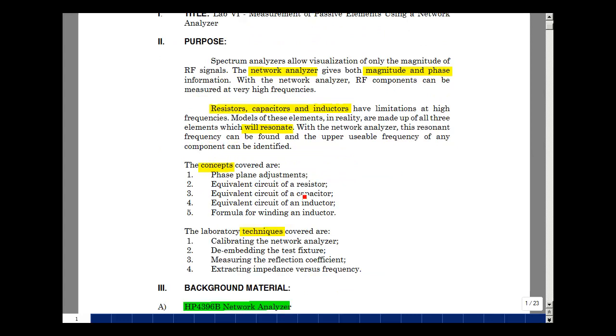The concepts covered in this lab are phase plane adjustments, equivalent circuit of a resistor, equivalent circuit of a capacitor, equivalent circuit of an inductor, and a formula for winding an inductor. The laboratory techniques we're going to cover are calibrating the network analyzer, de-embedding the test fixture, measuring the reflection coefficient, and extracting impedances versus frequency.